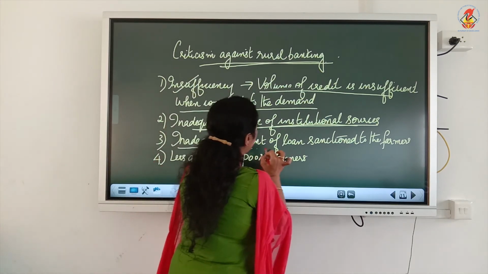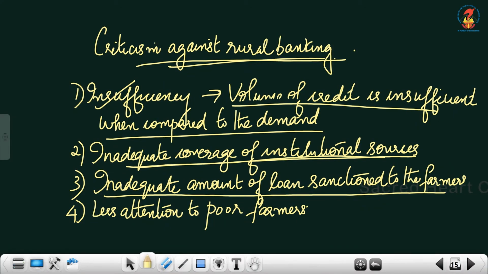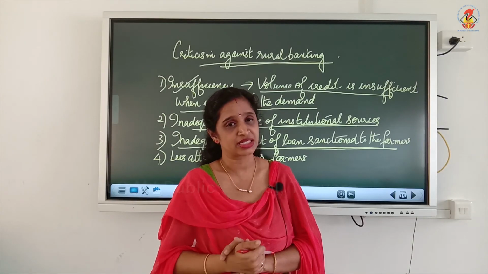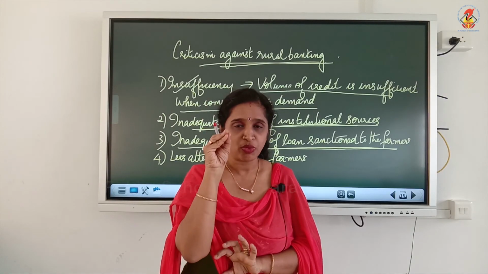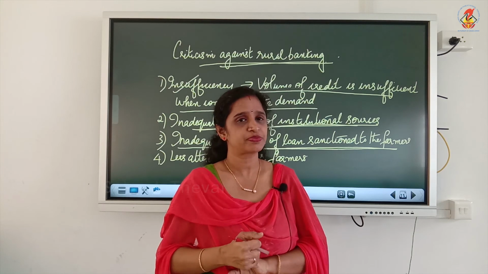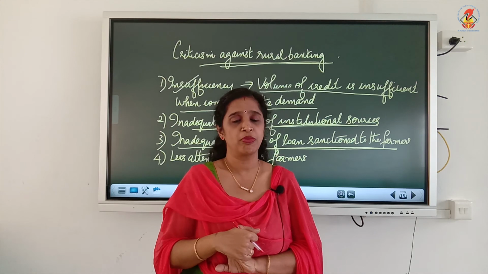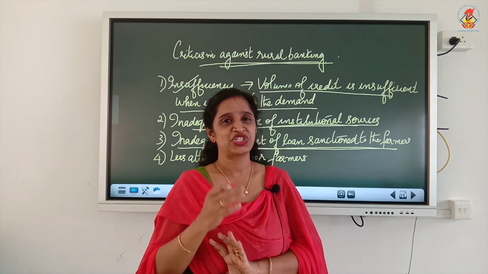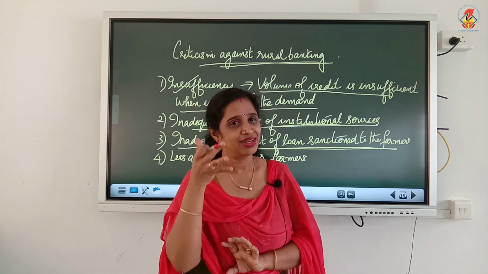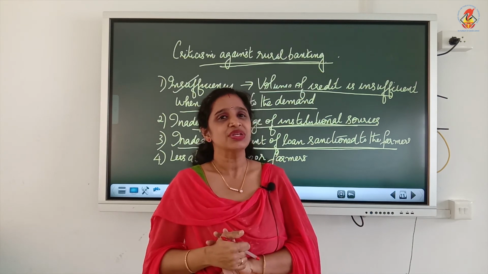Next is inadequate amount of loan sanctioned to the farmers. Whatever the farmers need, they are getting less than what they need. Farmers may need a particular amount of money as credit, but they are not provided that much. Instead, they are provided less than what they are in need. That can create a problem because they will be moving as per a particular calculation, right? So if they are getting less than that, they have to suffer.